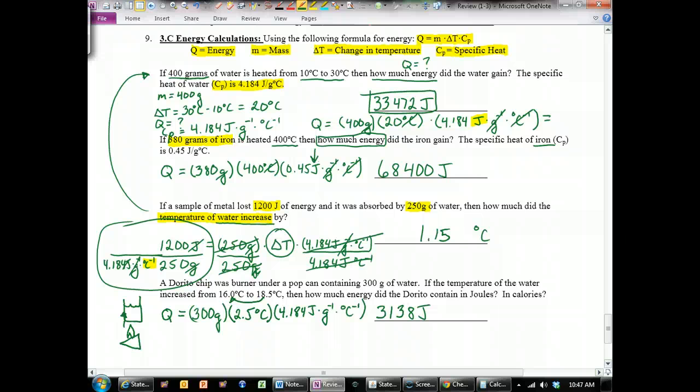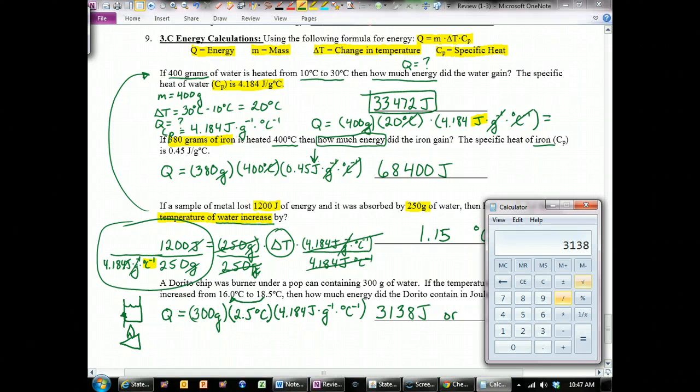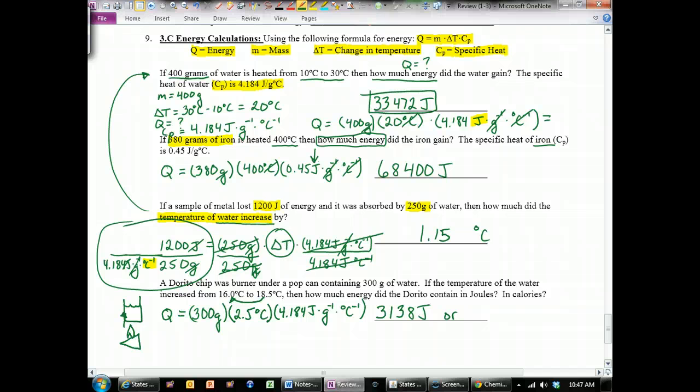To convert that into calories, we just need to divide that value by 4.184. That's how many calories there are, and there's 750 calories.